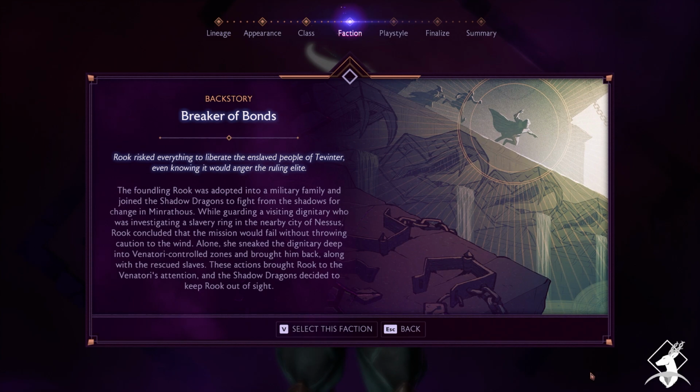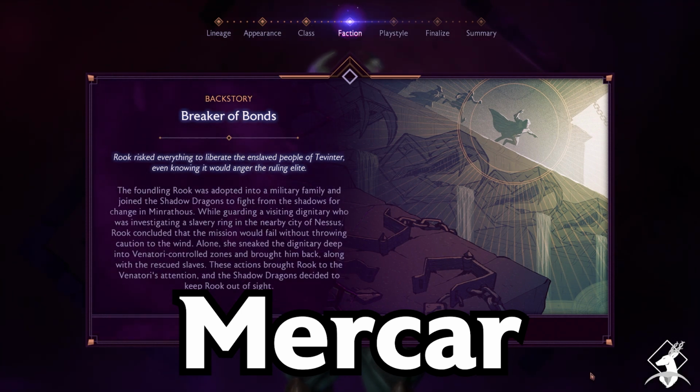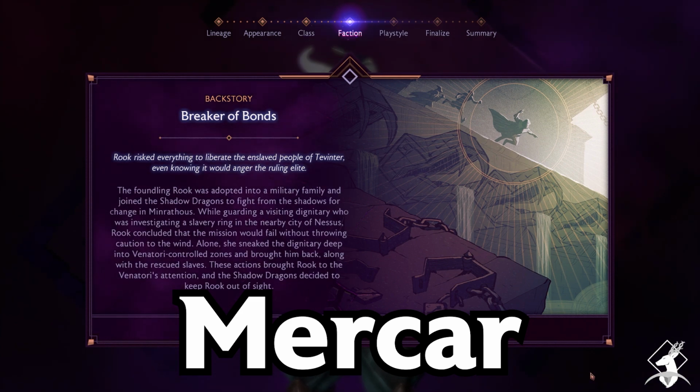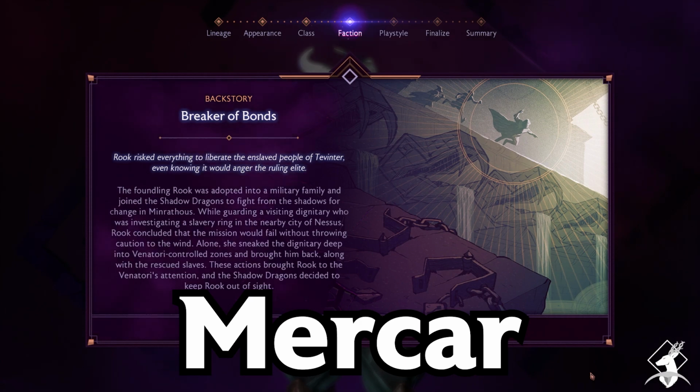With this faction, you are Merkar. You were adopted into a military family in Tevinter and joined the Shadow Dragons to change Minrathous from the shadows. While you were guarding a visiting dignitary who was investigating a slavery ring in the city of Nessus, you realized that the mission would fail if you didn't take a few risks. Alone, you guided this dignitary into Venatori-controlled zones and brought him back with the rescued slaves. While the mission was a success, it brought Rook to the attention of the Venatori, so the Dragons decided to keep Rook out of sight.